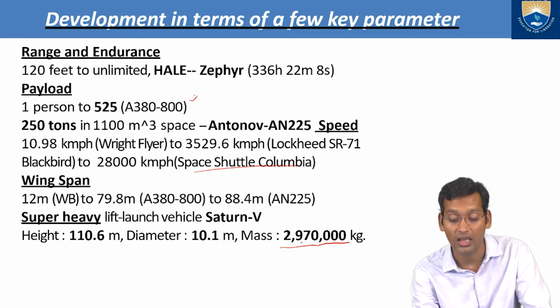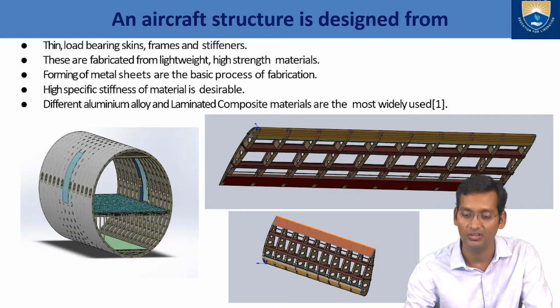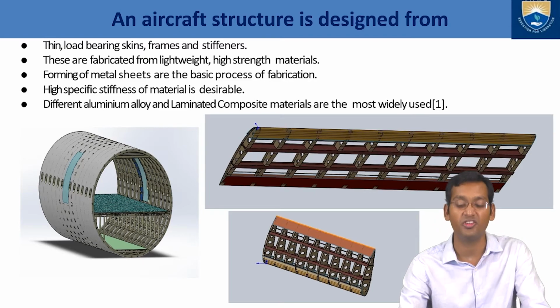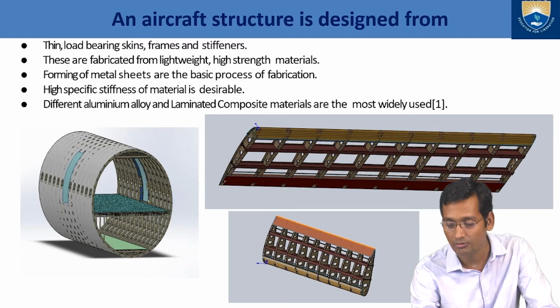Okay, 29. That is 2970 tons. Almost 3,000 tons, that having the mass. Now come to the structure, how it's designed. So this is the internal shape of the wing.